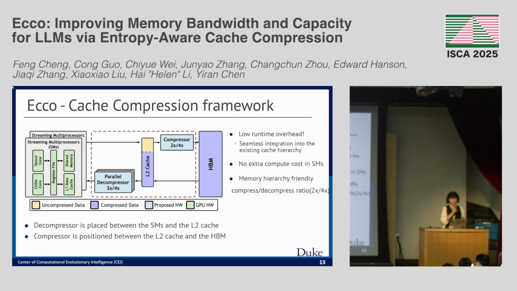Our design places the decompressor between the streaming multiprocessor and the L2 cache, and the compressor is set between the L2 cache and the DRAM. With this design, it reduces the total data traffic to the DRAM while delivering high precision data to the SM for computation.